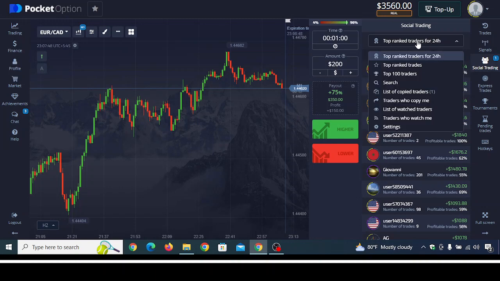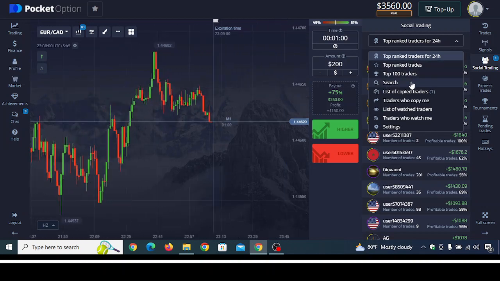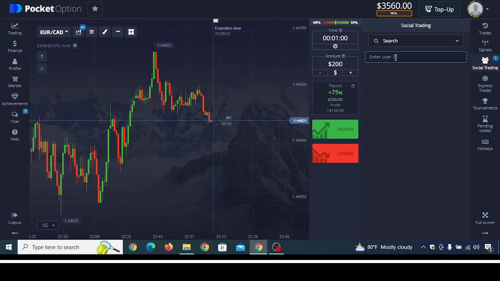Once you enter my VIP copy trading channel, you will get a UID from me and the required instructions inside that channel. Then you just come here, click on social trading, click on search, and put in the UID, the user ID, that I provide you inside my VIP copy trading channel, and you will see a name that appears here. Now this is not my ID, I am just showing you as an example. Now let's click on here.